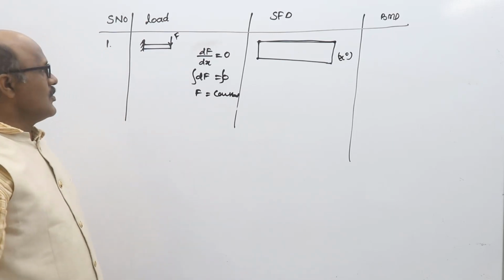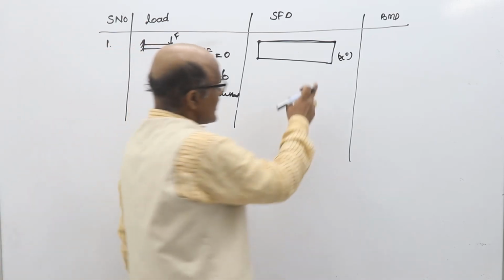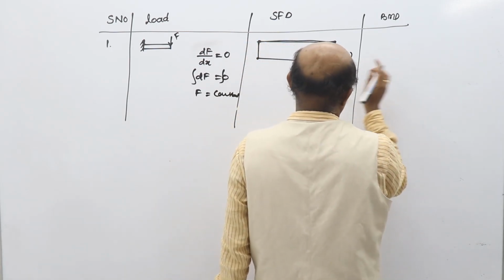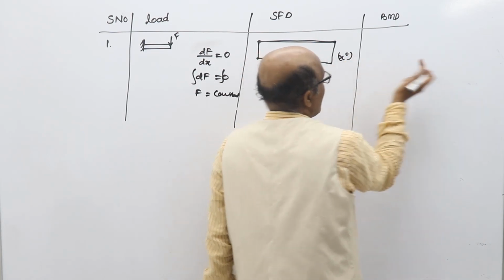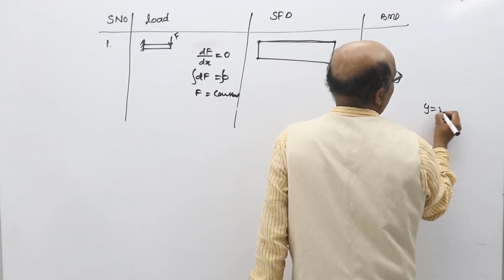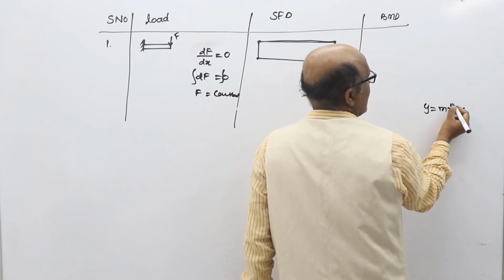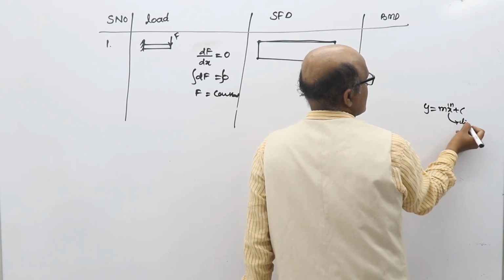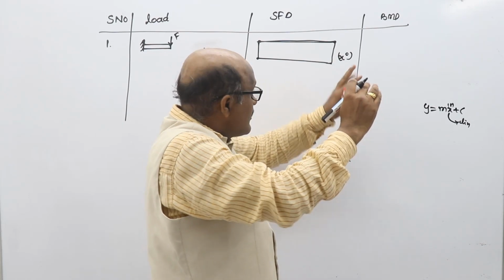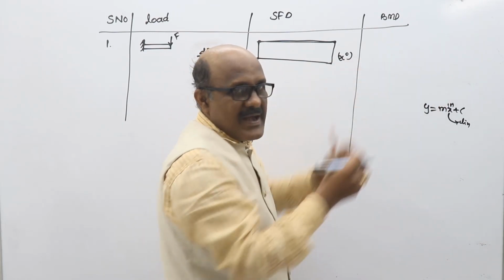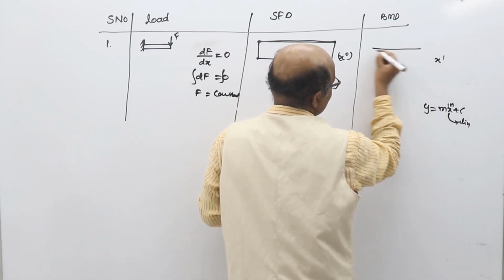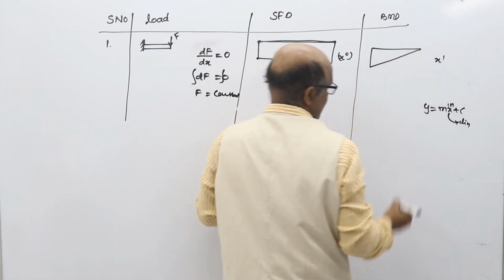Now if the shear force is x power 0, the bending moment diagram is x power 1, one power more. Y equals mx plus c, with power 1, is nothing but a linear curve. So the shear force is x power 0, and the bending moment diagram is x power 1, which is linear.